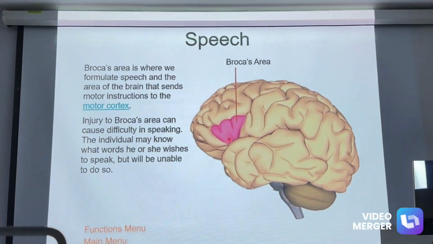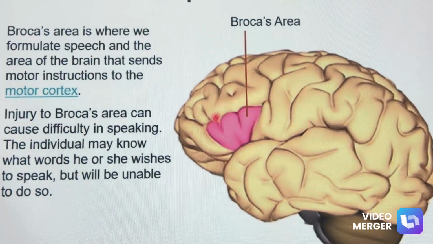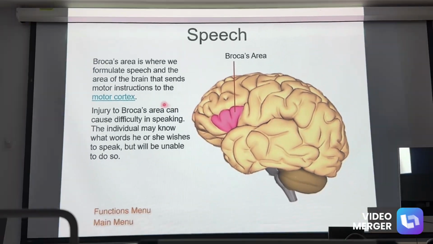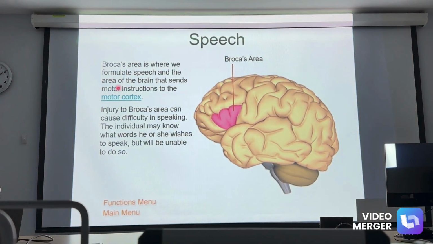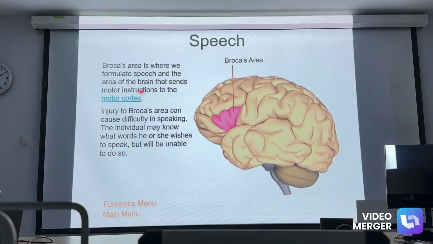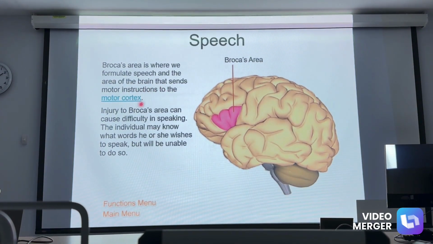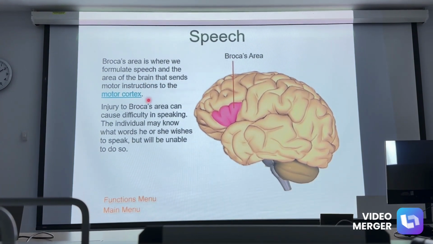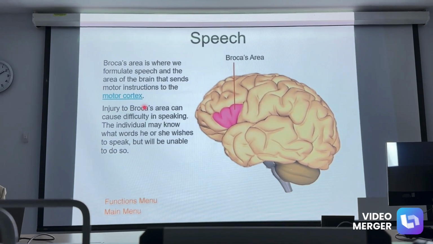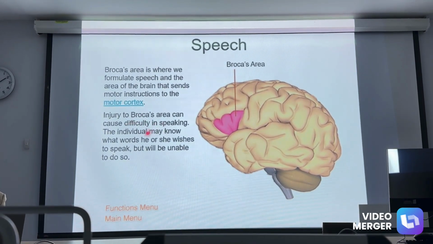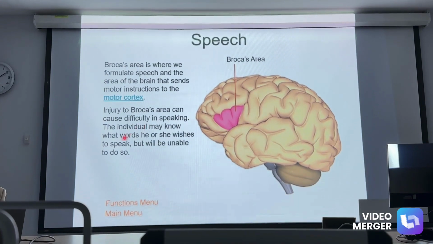Speech is controlled by the Broca's area, where formulation of speech takes place and the area of the brain sends motor instructions to the motor cortex, which is taking the responsibility of this area. Injury to Broca's area results in difficulty in speaking.